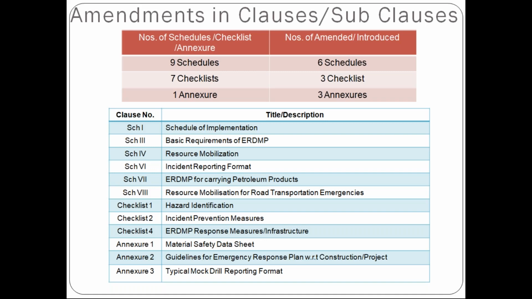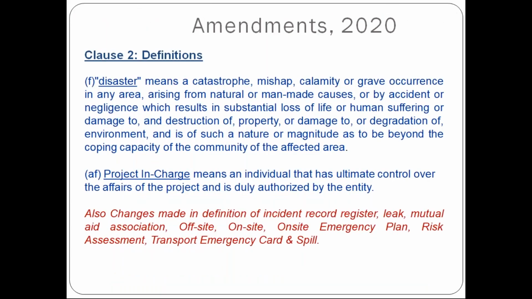Now, I think we have discussed this. This is what the definitions are. We are making a plan for specific sectors, so we need to refer to those particular sector-specific requirements for development of the plan. Who is the project in charge? Then there were some changes made in the definitions. Formats have been added. Risk assessment, transport emergency card, SOPs, these were the requirements added as part of this overall process, emergency planning.